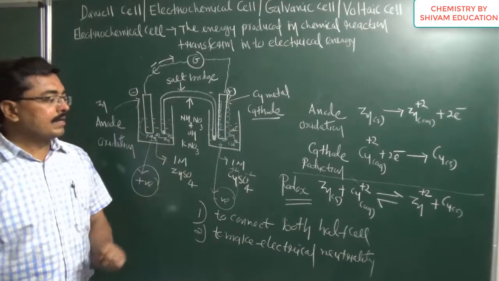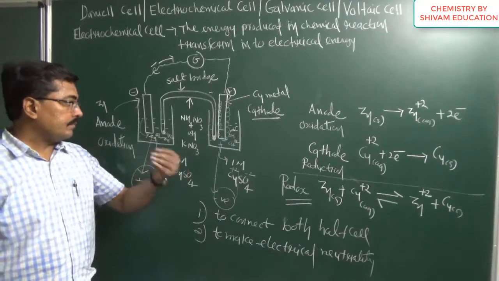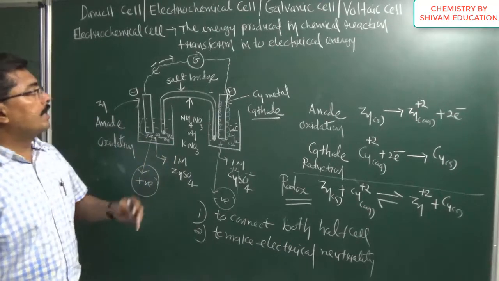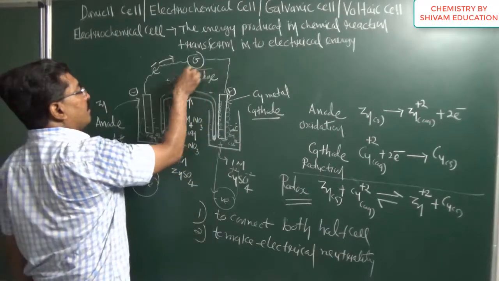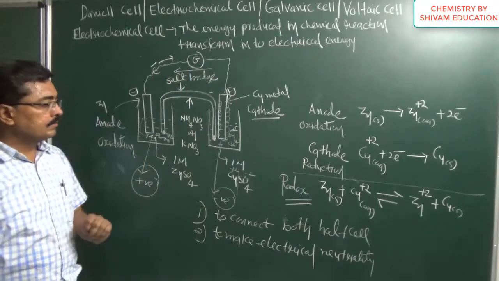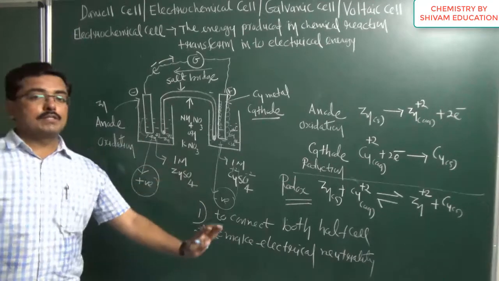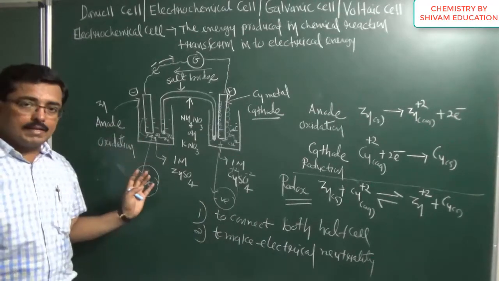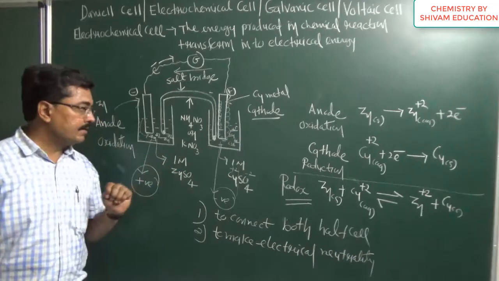Now, due to these cell reactions, electrons will flow and current will flow in the opposite direction of the electron flow. So now, in symbolic presentation, such a device is known as a galvanic cell. The second name we can give is Daniell cell.